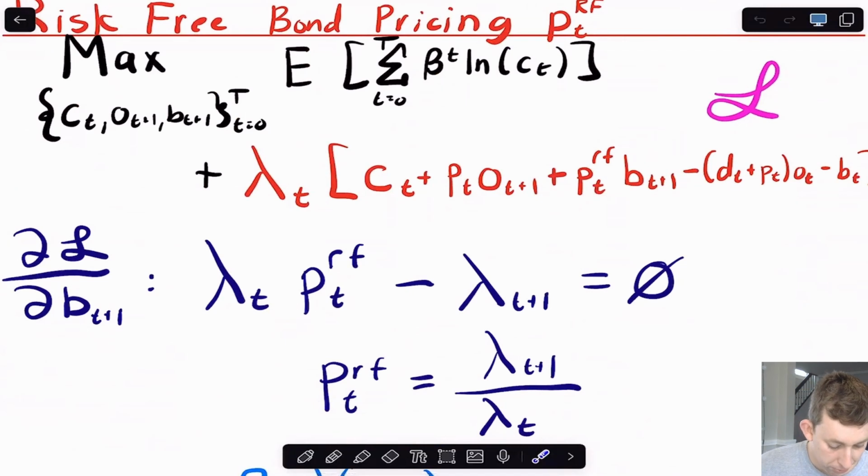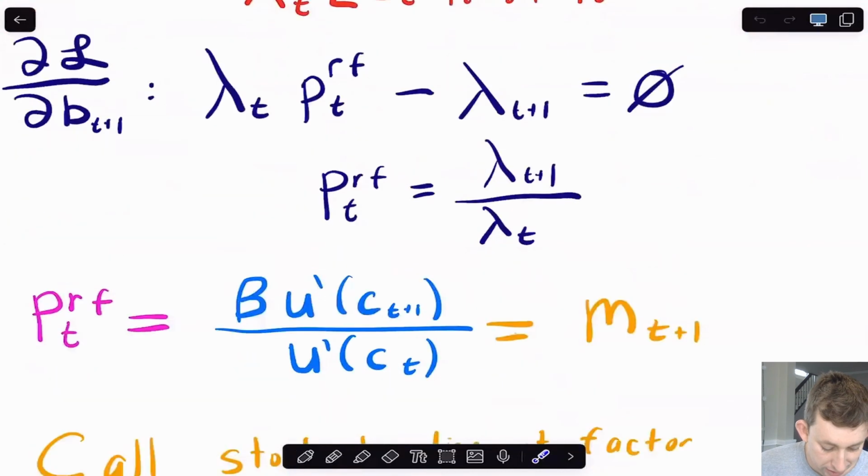And so to get the price of the risk-free bond, I'm going to have to take the derivative of this Lagrangian in the first order condition with respect to bonds tomorrow. So in today's problem, I have lambda_t, B_t+1 pops in right here with a P_t^rf, so that's how I get that guy. In the next period, this is lambda_t+1. This is a minus B_t+1, so this is going to be just a 1 with a minus sign, which is how I get this guy right here. And now I can solve that for P_t^rf.